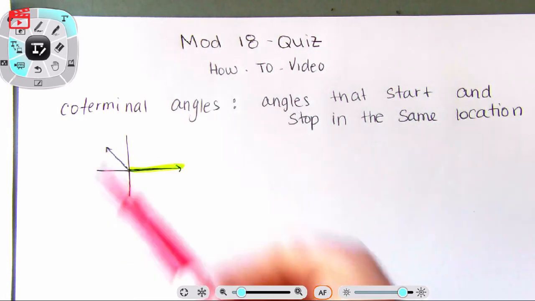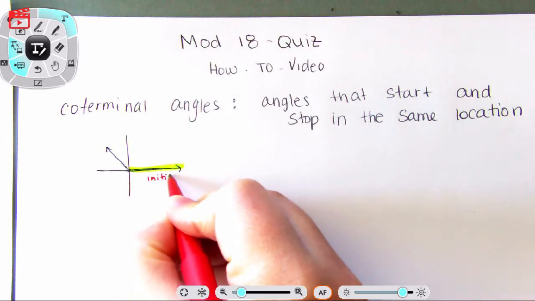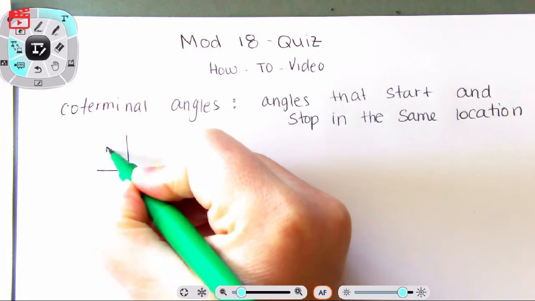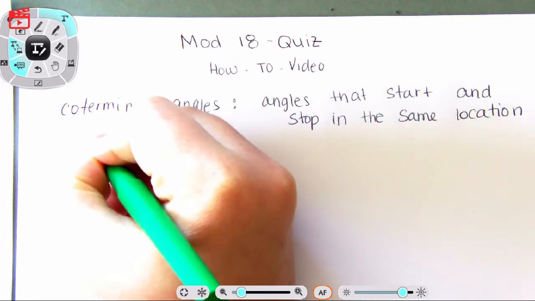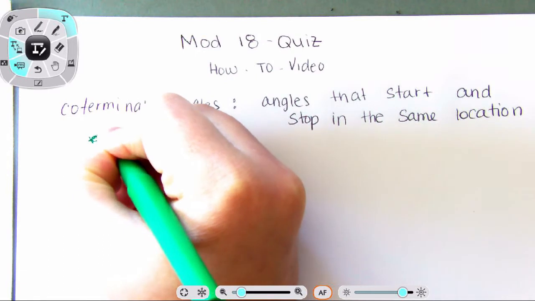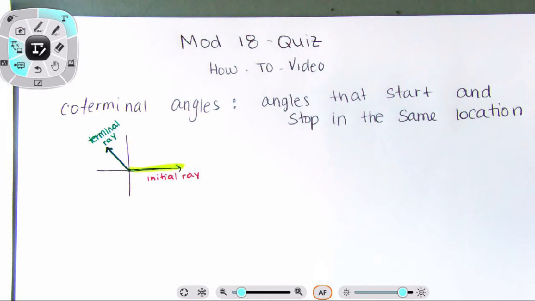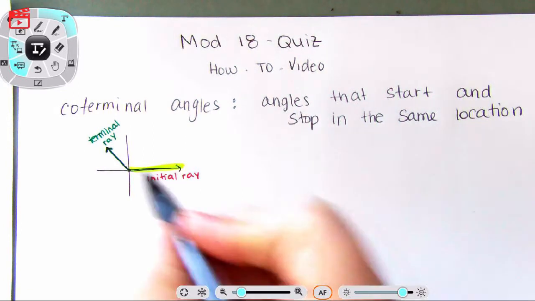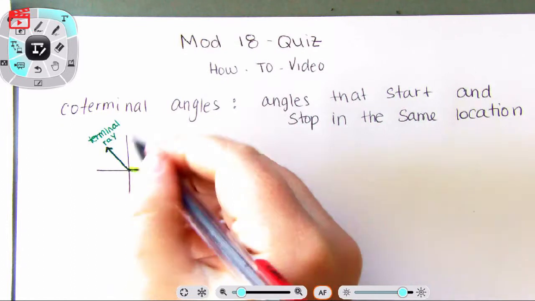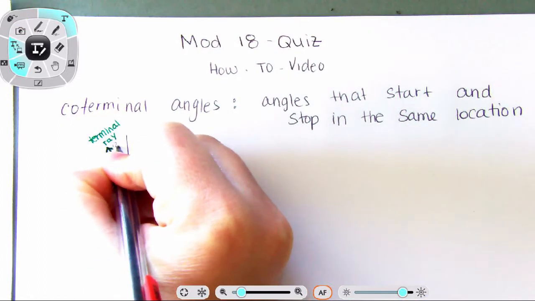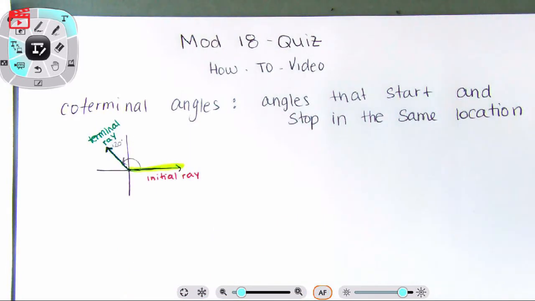Let's label that. In my class, we call this the initial ray. On the other side, where you end up, this part right here, that is your terminal side or your terminal ray. So whenever you're drawing your angle, you're going to go from your initial ray to your terminal ray. And then here we're going to mark this off as 120 degrees for our example.